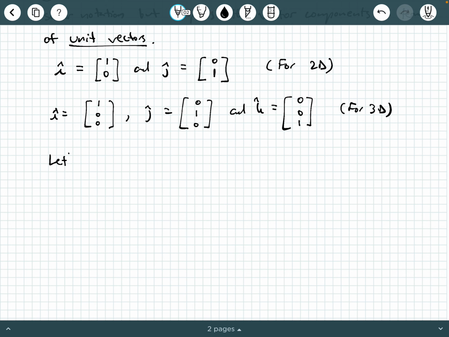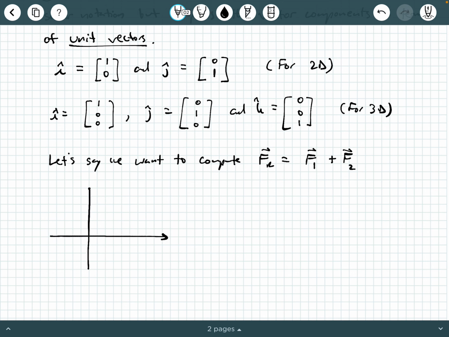So let's say we want to compute the resultant force of a vector F1 plus a vector F2, okay? And again, we're illustrating Cartesian notation right now, okay? So let's say we have these XY coordinate axes, and let's say that I've got vector F1 here at an orientation theta 1, and let's say that I've got a vector F2 here at a theta 2, okay?